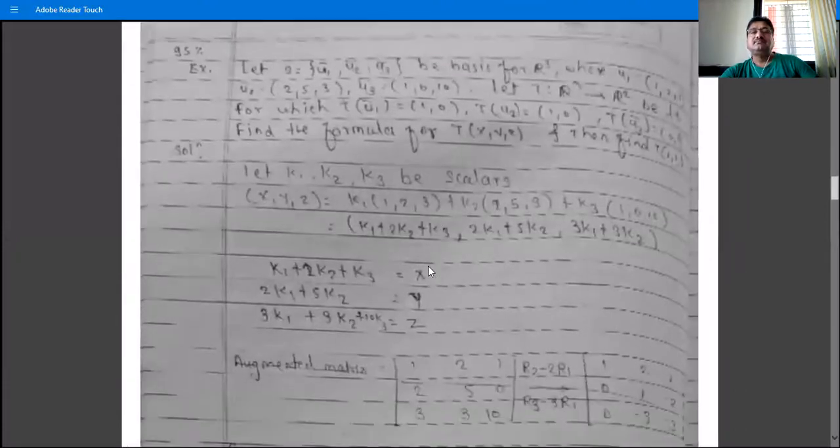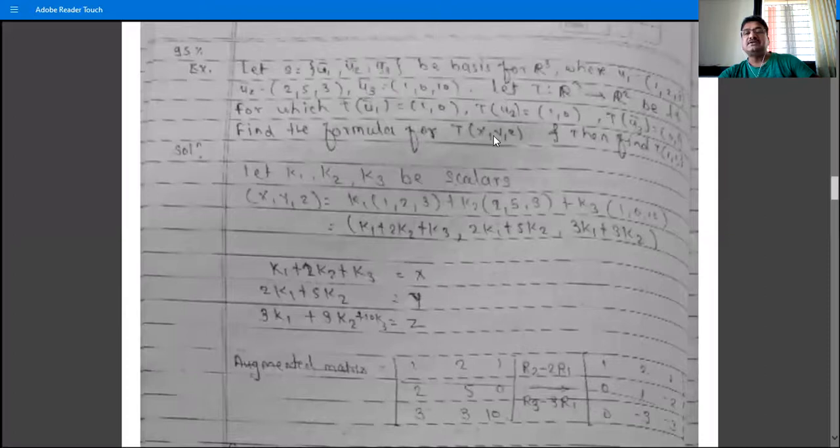So this is again an example. Yes, u1, u2, u3 is a basis for R3. u1 is given as (1, 2, 3), u2 as (2, 5, 3), and u3 as (1, 0, 10). And T from R3 to R2 is a linear transformation. T of u1, T of u2, and T of u3 are given, and we have to find the formula for T, that is, we have to find T(x, y, z).